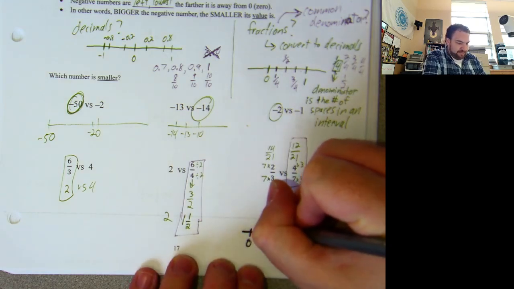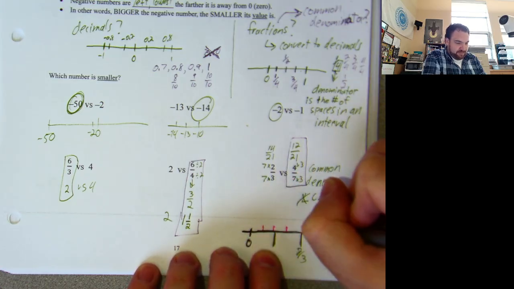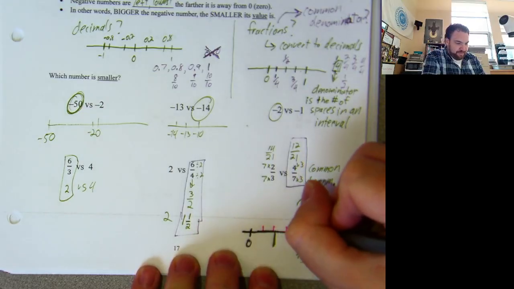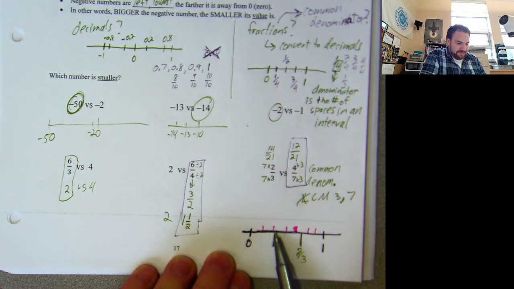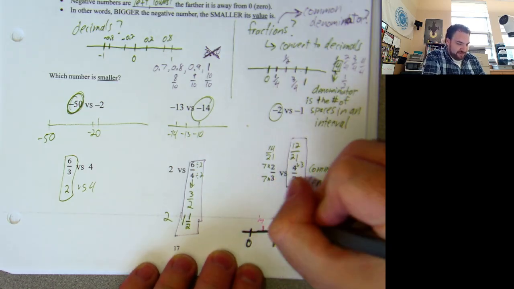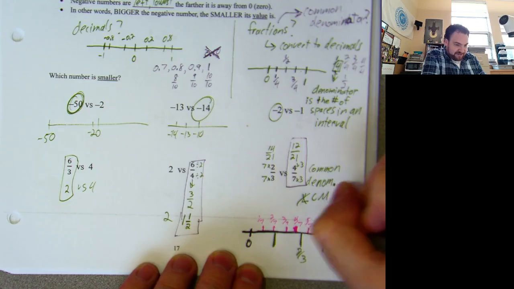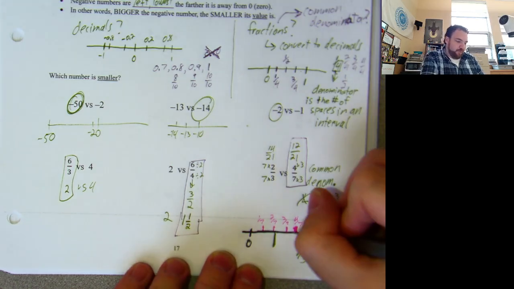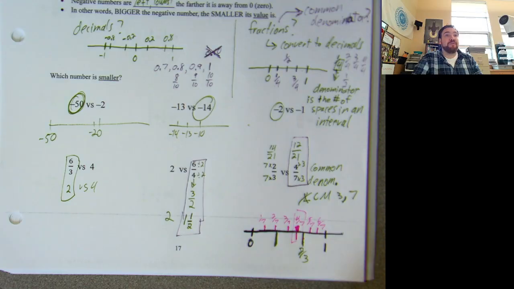I'm going to have 1, 2, 3, 4, 5, 6. So I got 1 gap, 2 gaps, 3 gaps, 4 gaps, 5 gaps, 6 gaps, 7 gaps. So this is 1/7, 2/7, 3/7, 4/7, 5/7, 6/7. 4/7 is just lower than 2/3. If you prefer visualizing this, the number line is the way to go.